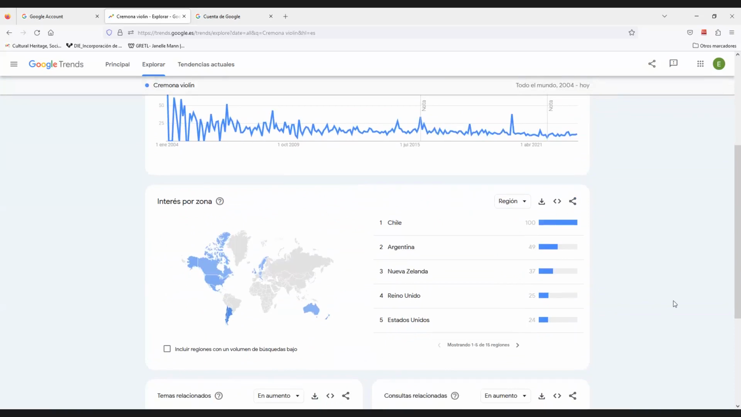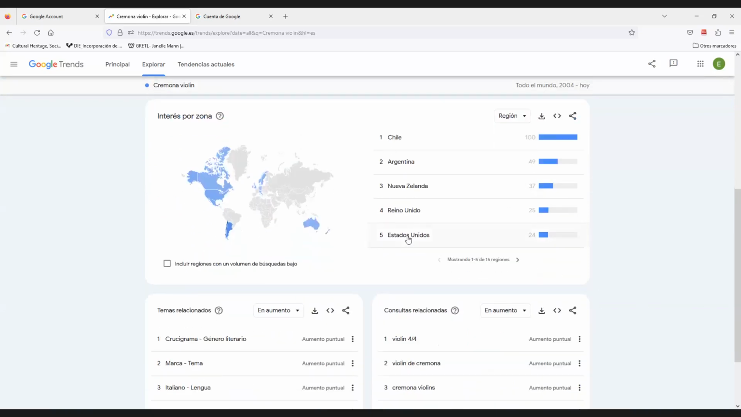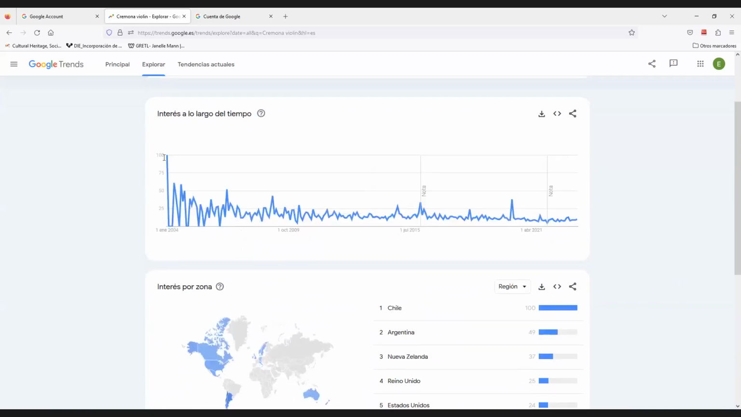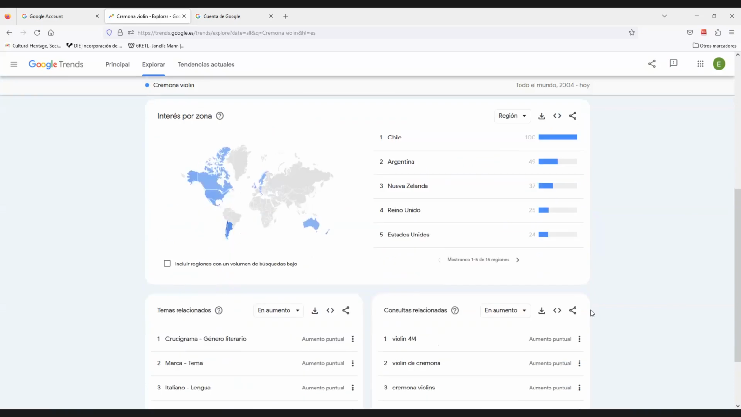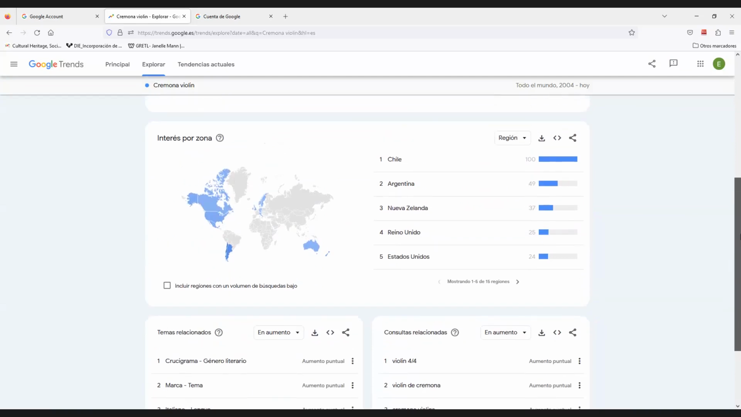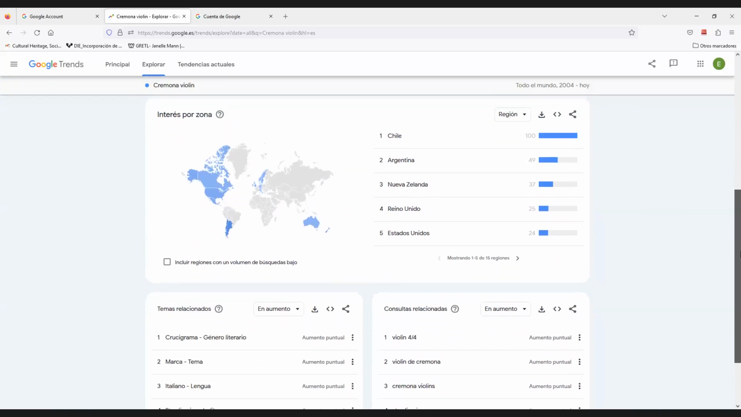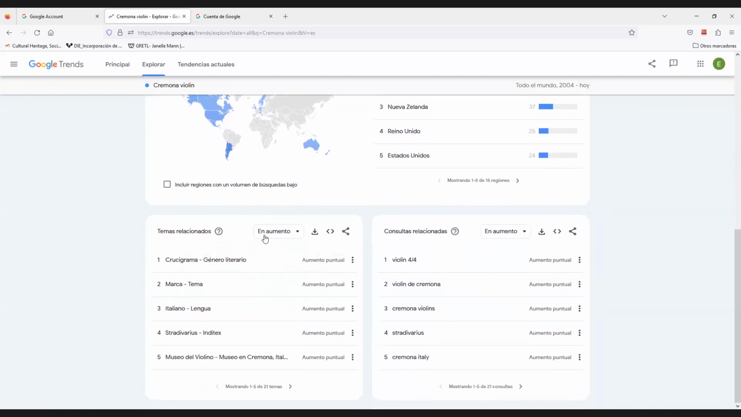Where do they Google mainly for Cremona violin? They Google it mainly from Chile, Argentina, New Zealand, United Kingdom, United States. These are the top 5; you can see up to 15 different countries. This is normalized data, where the maximum is equal to 100. Here's the map, in which you see which are the countries that look for Cremona violin.